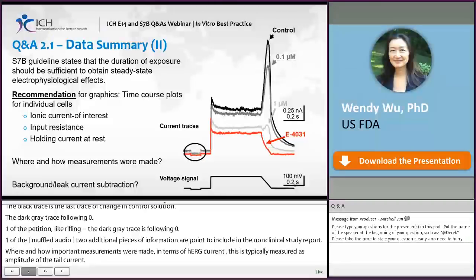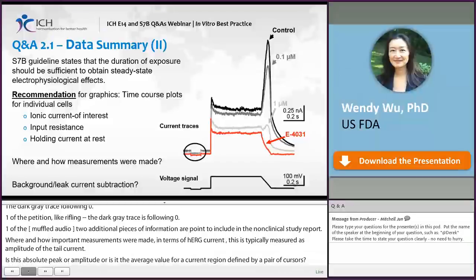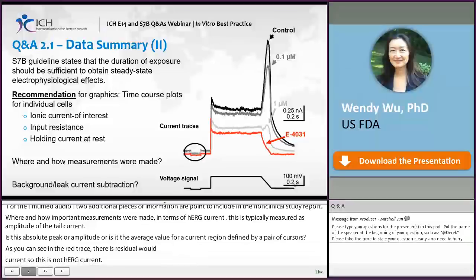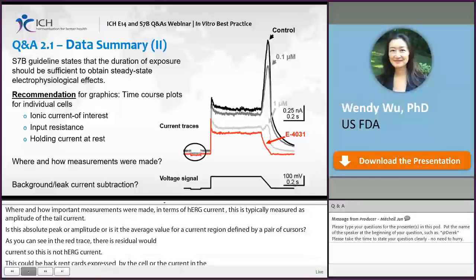As you can see in the red trace, there is residual outward current in the presence of E4031. So this is not hERG current. This could be background current expressed by the cell or leak current in the presence of E4031. Is hERG current E4031 subtracted or not? This is also an important piece of information to include in the non-clinical study report.